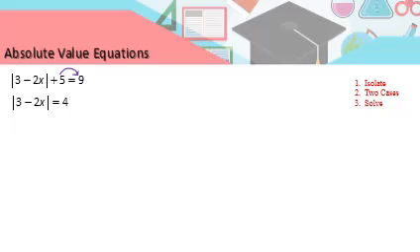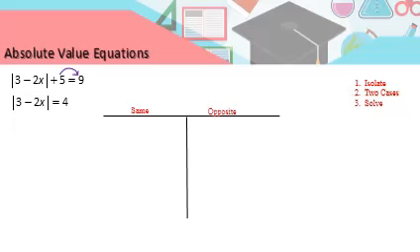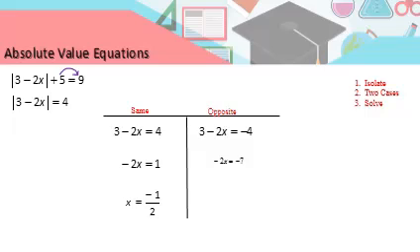As I told you, you have to take two cases. The first time I'm going to take 3 minus 2x equals 4, or 3 minus 2x equals minus 4. And now you know how to solve these equations. You have to put the variables on one side and the constants on the other side. So minus 2x equals 1, then x equals minus half. And now to solve the second one, minus 2x equals minus 7, then x equals 7 over 2. So the solution of this absolute value equation is minus half and 7 over 2.